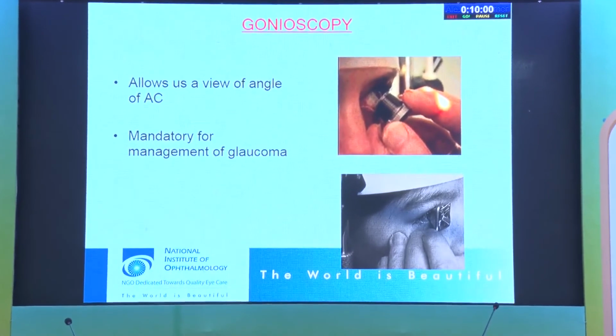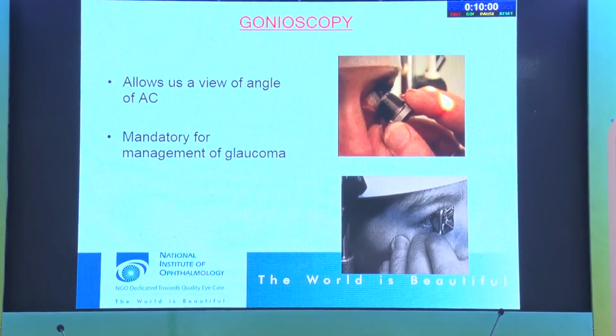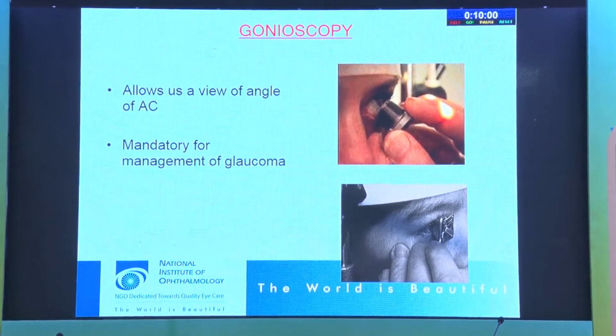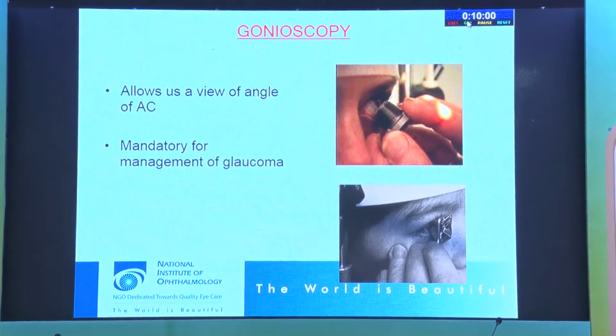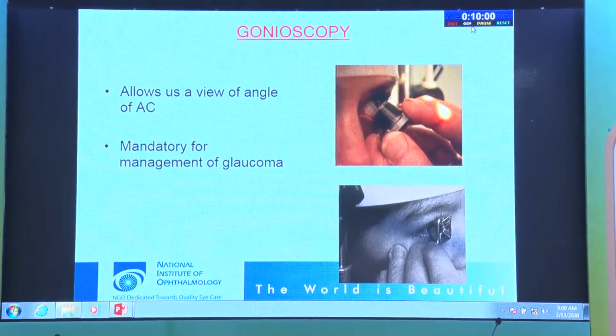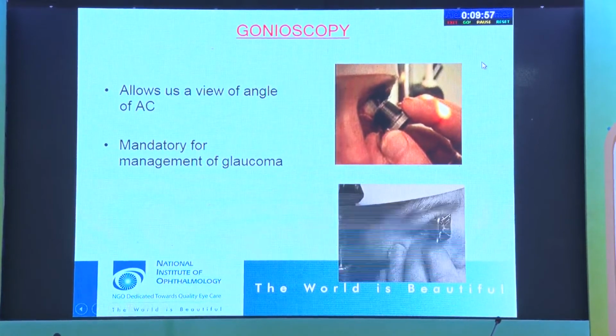Yes. So this is an interesting session lineup about gonioscopy, and I have introductory talks and about the various gradings of the angle and diagramming gonioscopy. Gonioscopy allows us visualization of the anterior chamber, and it is mandatory for management of glaucoma.